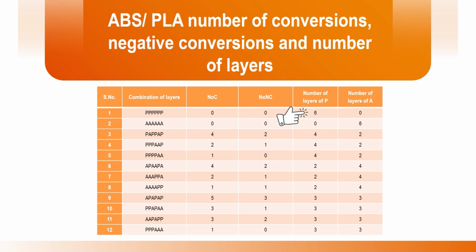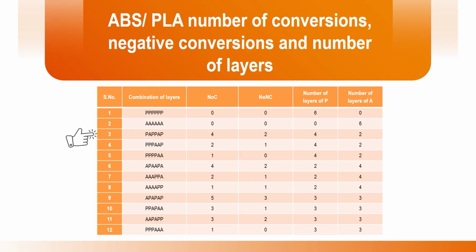Then the number of P's, in this case, was 6, and the number of A's is none, because no ABS layer was selected. In the second case, all six layers were A, printed again with no conversion of material from one layer to another. Similarly, there is no negative conversion, and there is no P, only 6 A's.